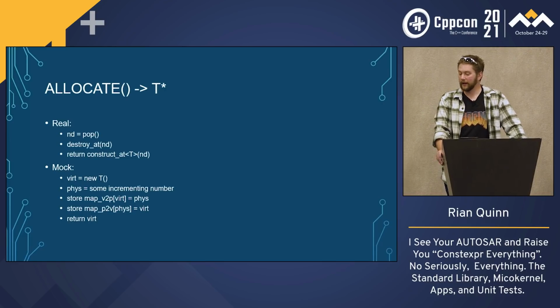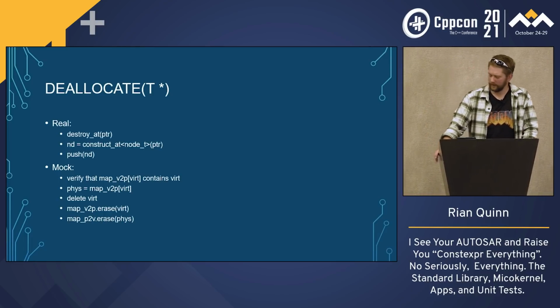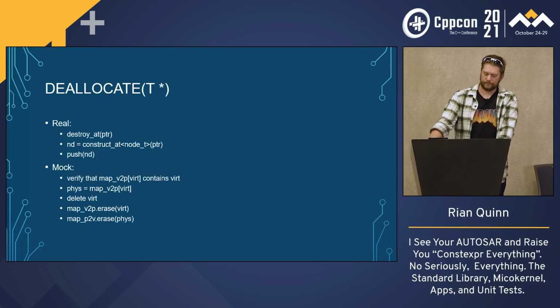So then finally, I need to deal with vert to fizz and fizz to vert. So what I'm going to do is store my physical address in a map given a virtual address, and I'll do the reverse. I'll store a virtual address given a physical address in a map. Of course, since C++ doesn't have a map today that supports constexpr, we had to rewrite that too. And then finally, I return the vert.